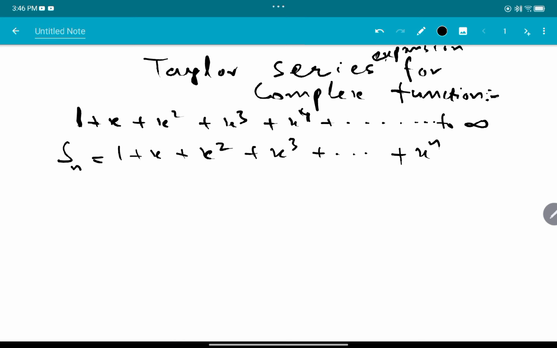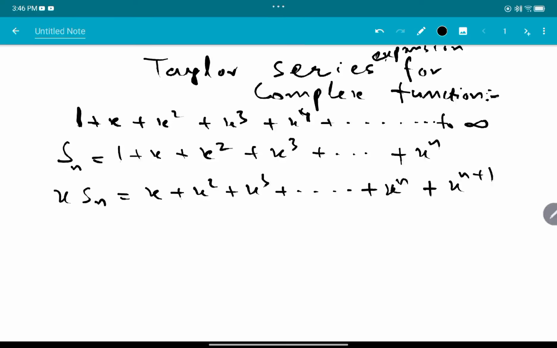Now suppose I multiply Sn by x. What will happen to this? When you multiply this by x, this will become x, this becomes x square, this becomes x cube, plus and so on, and here there will be a term that becomes xn, and then this last term when multiplied by x will become xn plus 1. This xn will be due to the term xn minus 1, and when that is multiplied by x, it becomes xn.